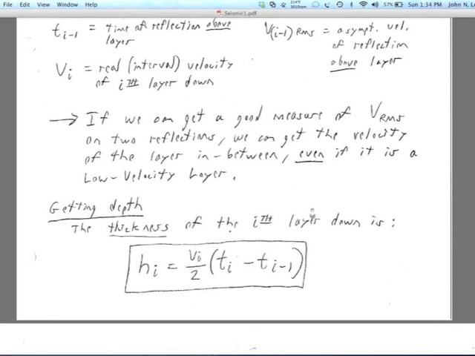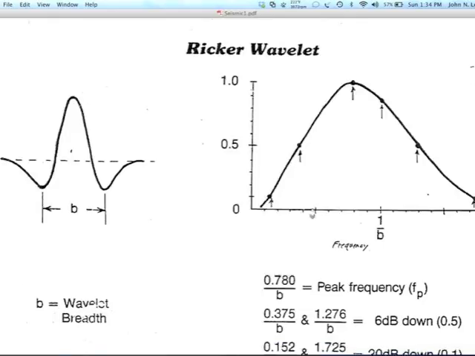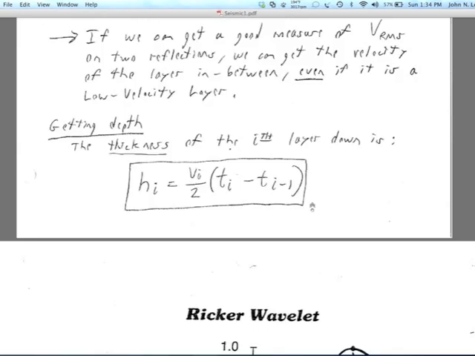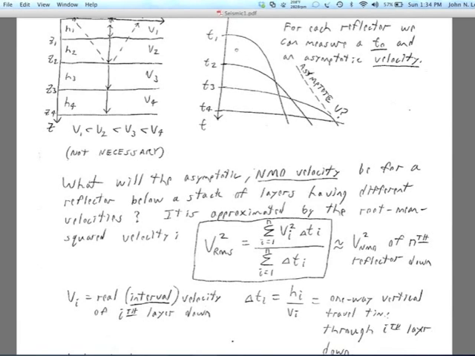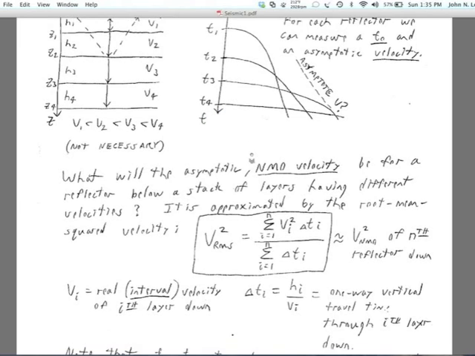Okay, so those are some simple ways of finding the quantities we want to know. Depth and velocities. We need the velocities, of course, to get the depths. So what we're trying to do here is figure out, if we can just get those times and recognize the slopes from the times, and get the asymptotic velocities. So the accuracy of what we're doing is going to be influenced a lot by how well we can make these time picks, T1, T2, T3, T4, how well can we do that?